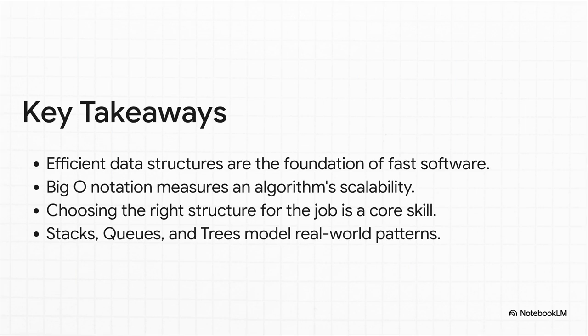So let's just tie this all together. Fast, responsive software doesn't happen by accident. It's the result of very careful, deliberate choices. Big O gives us the language to measure how things will perform, and knowing the right tool for the job, whether it's an array, a tree, or a queue, is what makes that incredible performance possible.